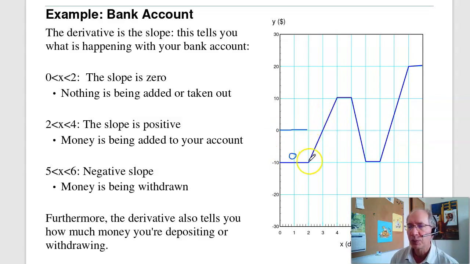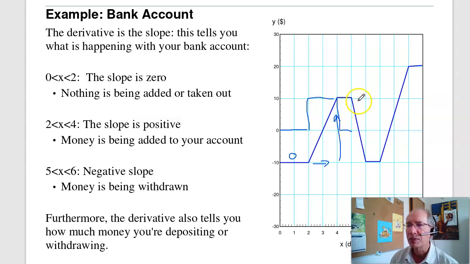Between 2 and 3, my balance is going up. That means I'm adding money. The slope is change in y, which is 20, over change in x, which is 2. 20 over 2 is plus 10. So the derivative becomes plus 10 in this range. Then my bank account becomes steady. That means I'm not adding money, I'm not withdrawing money. The slope goes back down to 0.